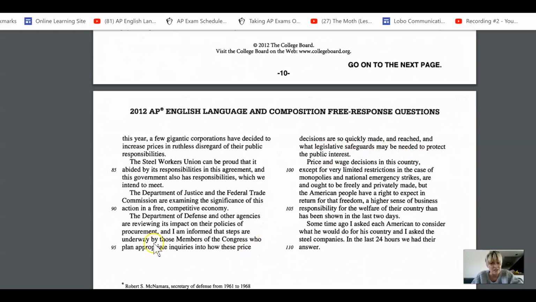So now he's going into like, okay, we're going to take action, right? And these are the things that are in the works to do that. "Price and wage decisions in this country, except for very limited restrictions in the case of monopolies and national emergency strikes, ought to be free and privately made. But the American people have a right to expect in return for that freedom a higher sense of business responsibility for the welfare of their country than has been shown in the last 2 days."